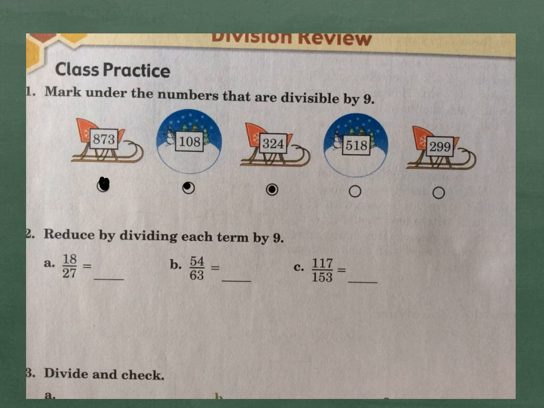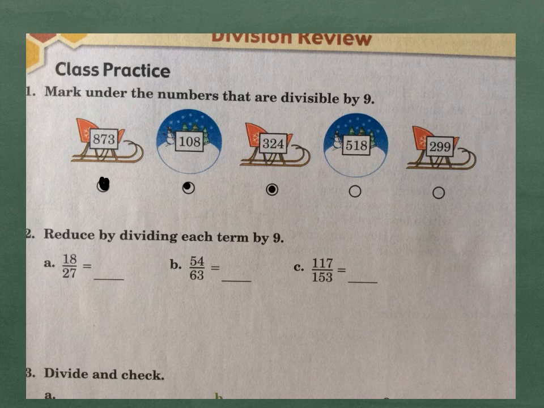518. 5 plus 1 is 6, plus 8 more is 14. Does 9 go into 14 evenly? No, it does not, so we're not going to fill in that one. 299. 2 plus 9 is 11, plus 9 more would be 20. Does 9 go into 20 evenly? No, so we're not going to fill out that one either.